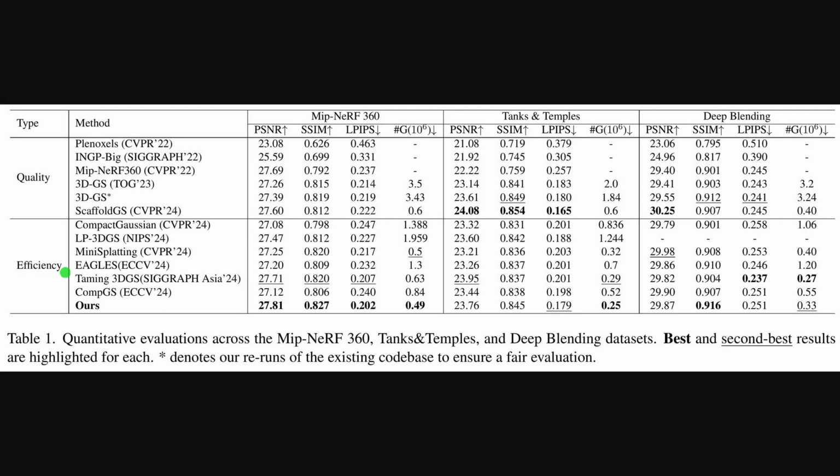Now we are looking at the big comparison table, which reports quality and efficiency across 3 datasets, with peak signal-to-noise ratio, structural similarity, learned perceptual distance, and the number of Gaussians. You can see the method sitting at or near the top for peak signal-to-noise ratio and structural similarity on MIP NERF 360 and deep blending, while keeping the Gaussian count very low. Building on earlier visuals, the efficiency row shows counts around 0.25 to 0.49 million, which is far below standard 3DGS. Overall, the trade-off clearly tilts toward fewer primitives with equal or better fidelity.